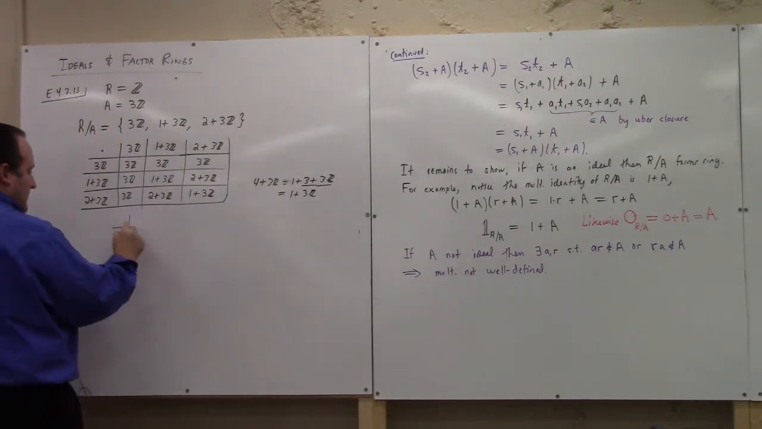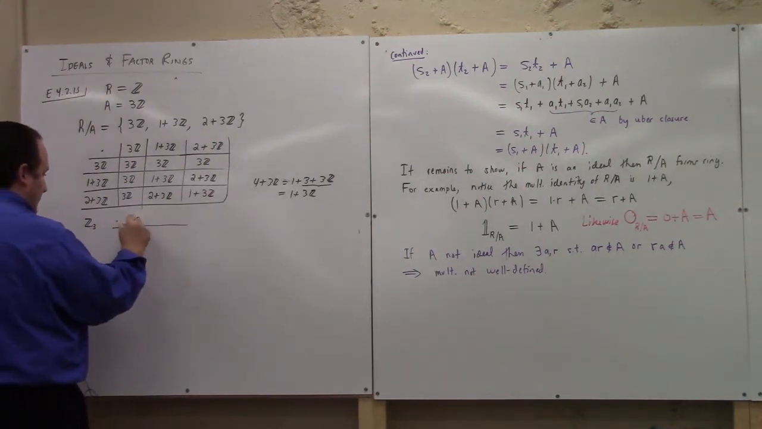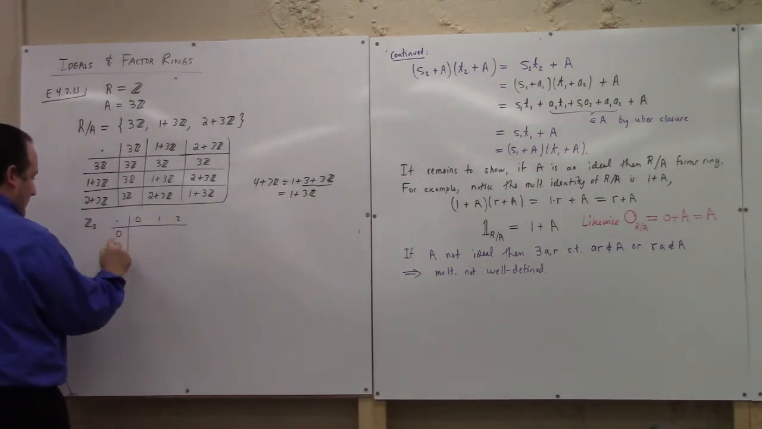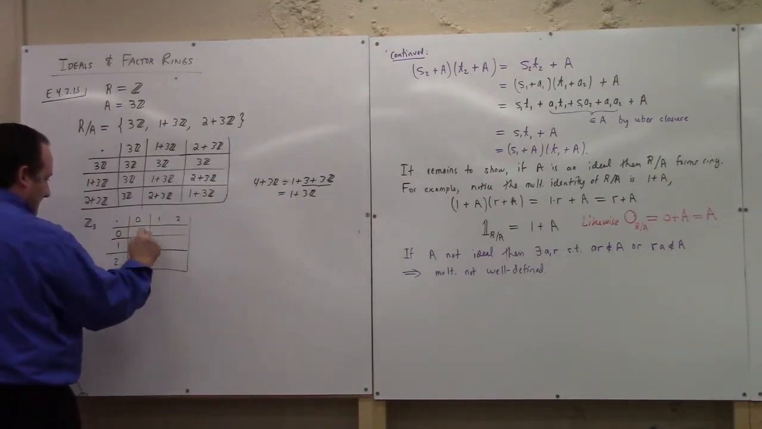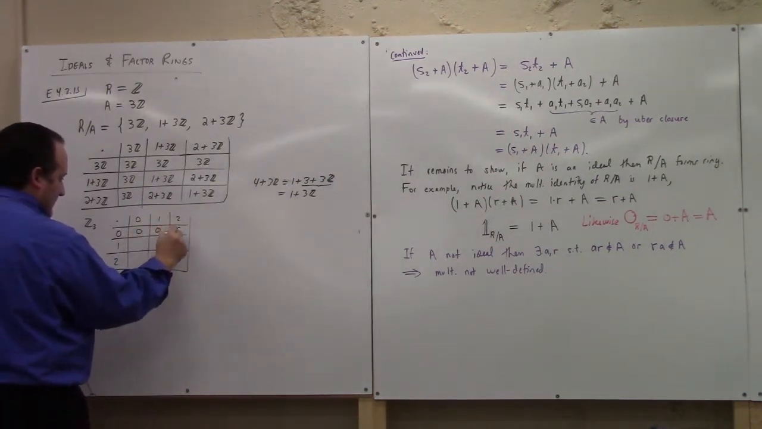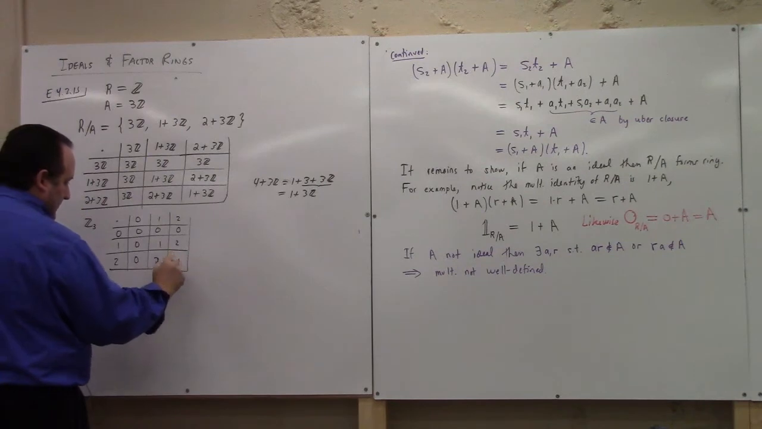Exactly. This is the same table as if we do multiplication for what we've before called Z sub 3, right? 0, 1, 2, 0, 1, 2. 0, 0, 0, 0, 0. 1 times 1 is 1. 1 times 2 is 2. 2 times 1 is 2. 2 times 2 is 1.